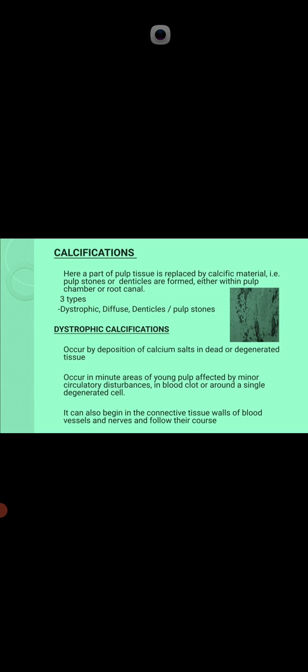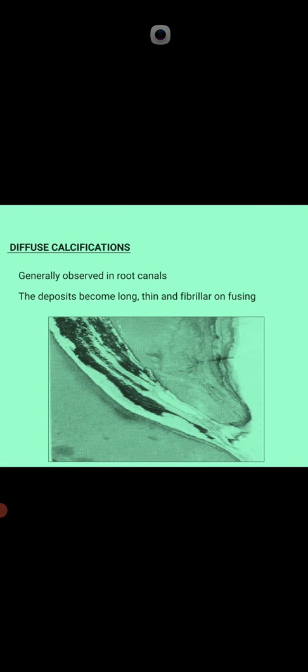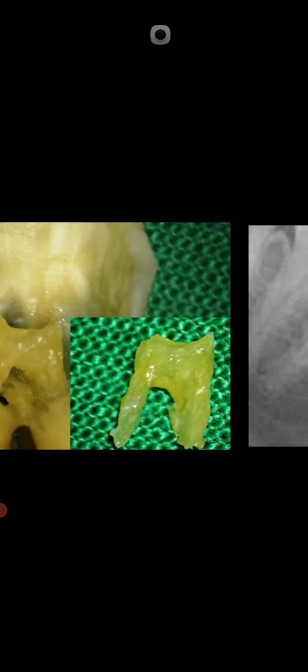Today is the sixth video of the repeat revision course of Endodontics, which is very important for NLE, MDS, NBD as well as for BDS students. In this video we will discuss pulpal calcification. We will discuss different types of pulpal calcification like dystrophic, diffuse, and denticles, also known as pulp stones. We will discuss them one by one.